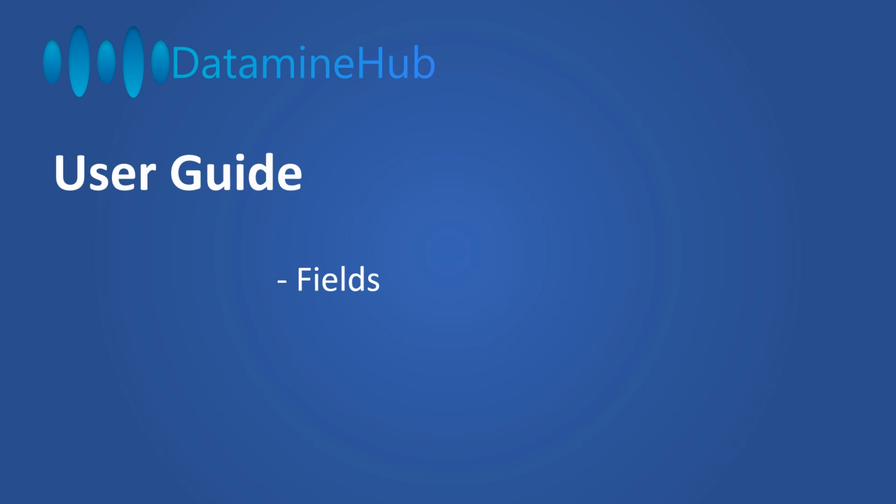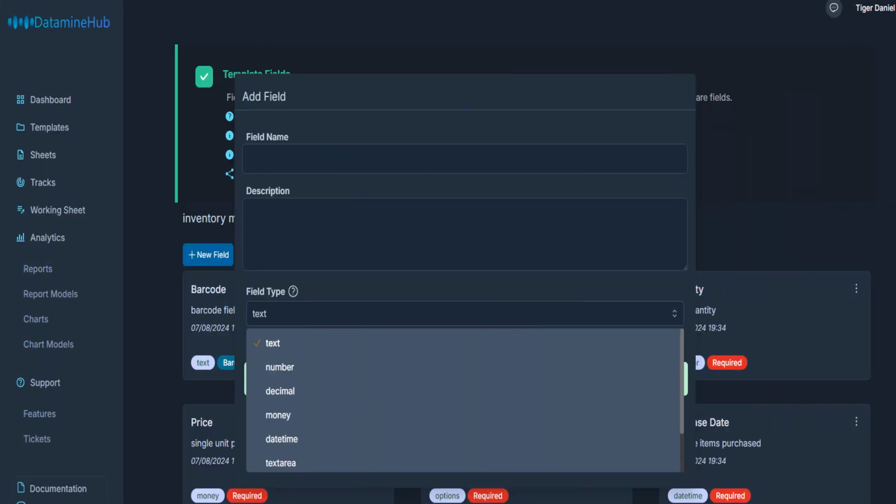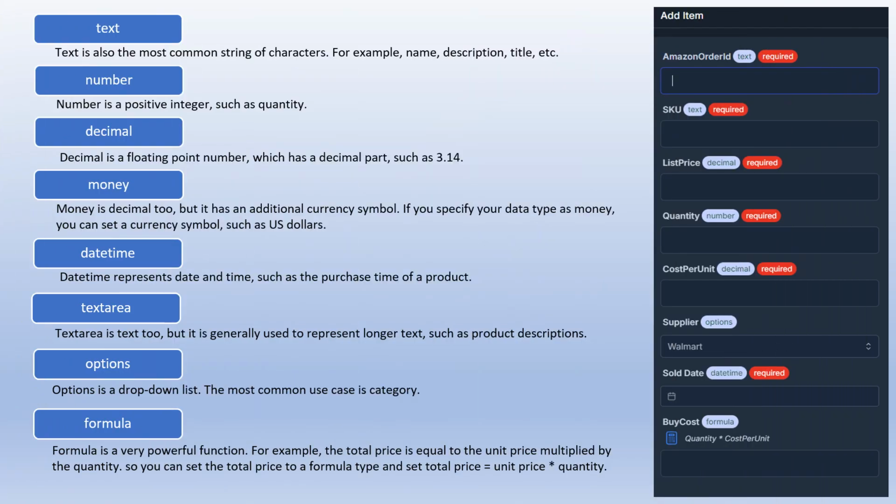In this video, we explain field types in detail and how to use each type. When we add a field to a template or add a field to a sheet, there are multiple types to choose from. So how do we choose the right field type? DatamineHub currently supports 8 field types. BTW, if you need other types, please feel free to contact us for advice.